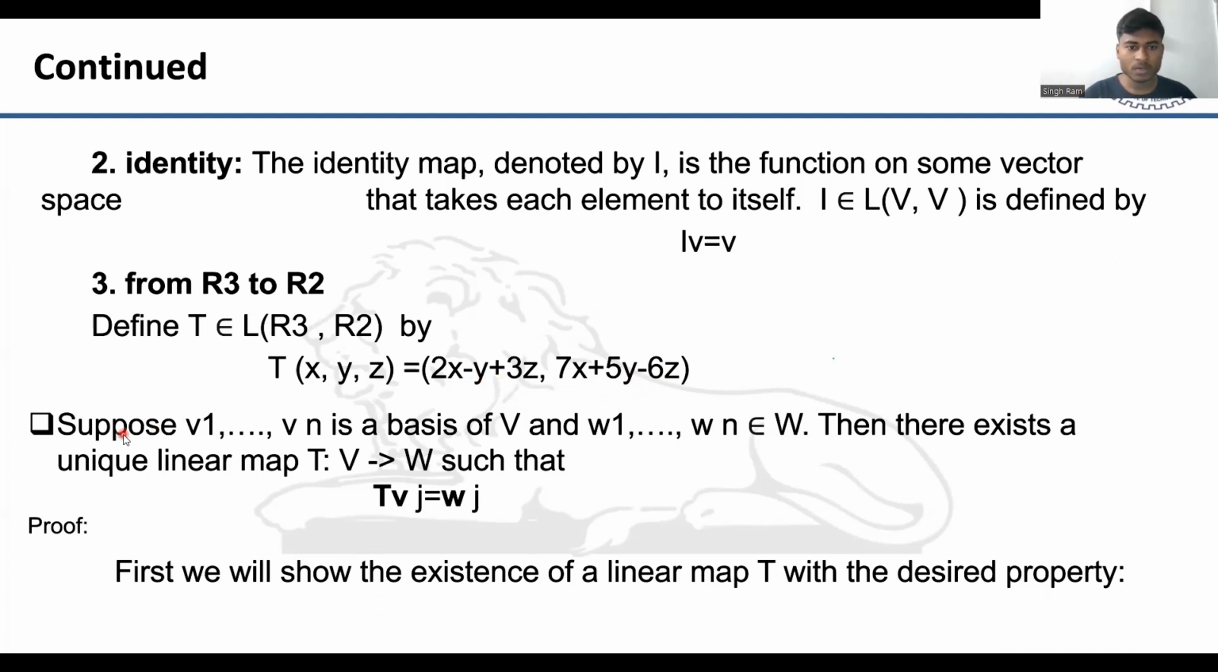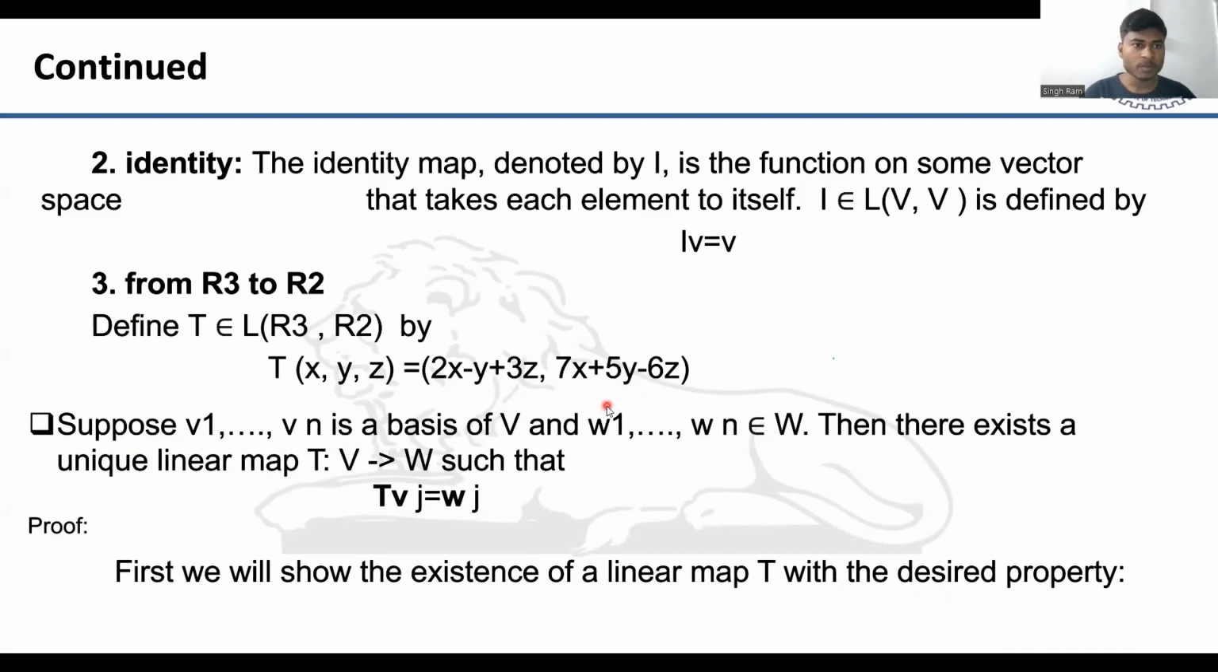Now, one thing we will be proving here is: suppose V1, V2, up to Vn is a basis of V, and W1, W2, up to Wn belong to W, then there exists a unique linear map T from V to W such that T(Vj) is equal to Wj. How will we prove this? Let's prove this. First, we will show the existence of the linear map T with the desired property, right?